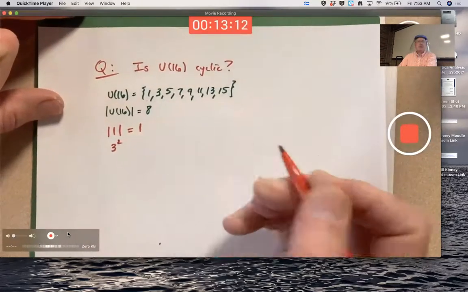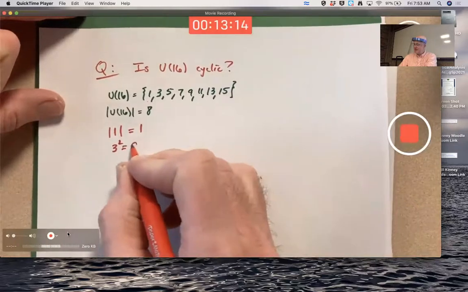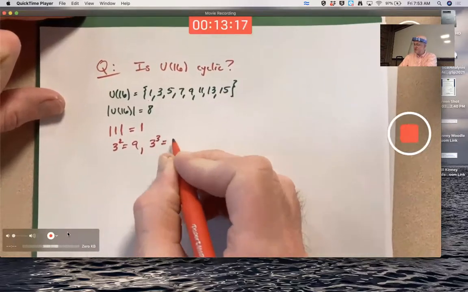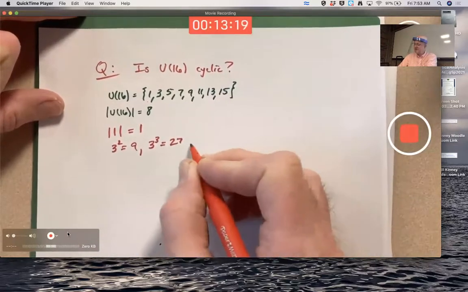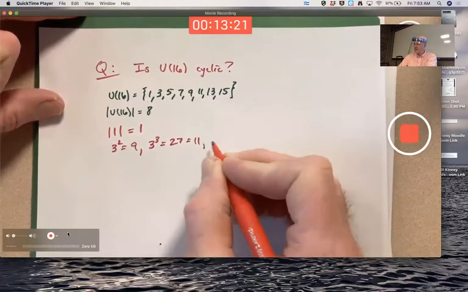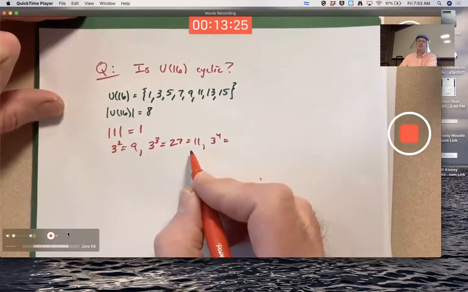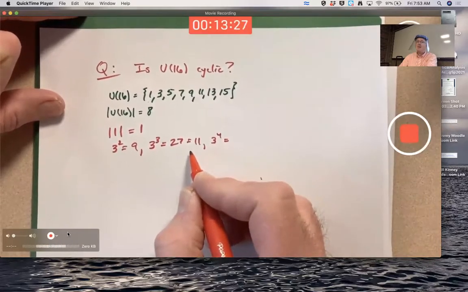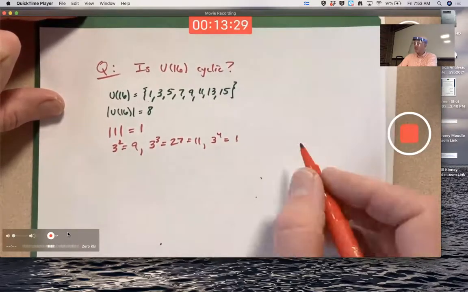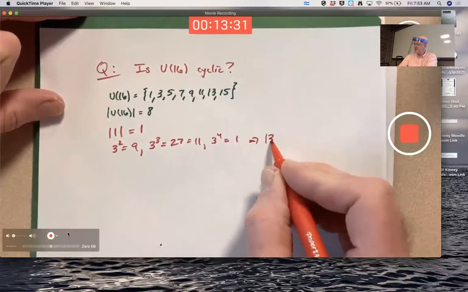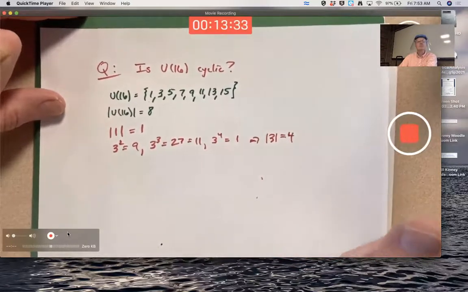You can try to see if 3 is a generator. 3 squared is 9. 3 cubed is, of course, 27, but mod 16, that gives 11. 3 to the 4th is 81, or we could think of it as 3 times 11 is 33. Mod 16 is 1. The order of 3 is 4.